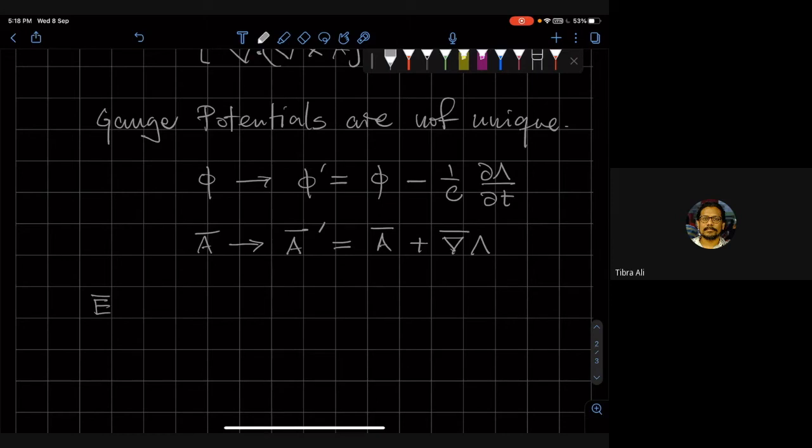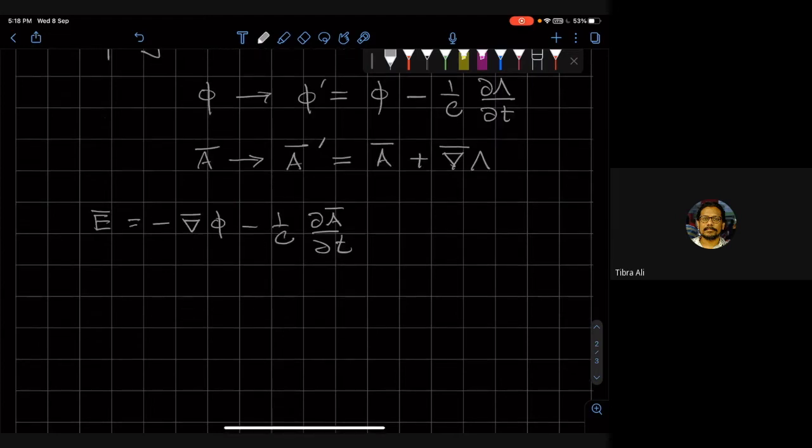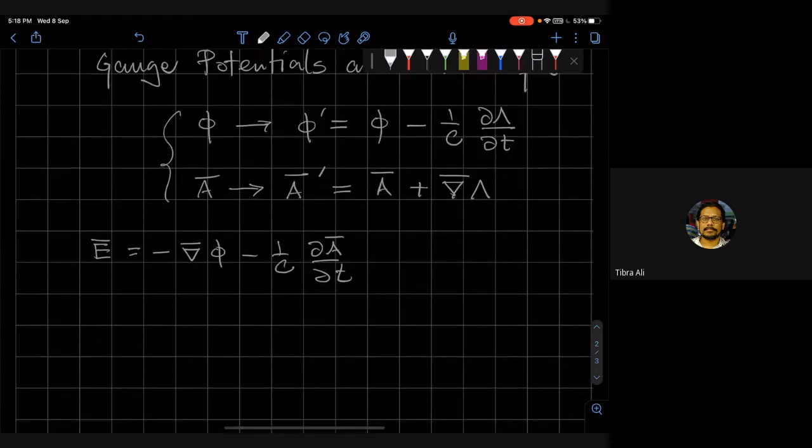E is minus gradient of phi minus 1 over c del A by del t, right? So if I now make these transformations, by the way, these transformations have a name. They're called gauge transformations.